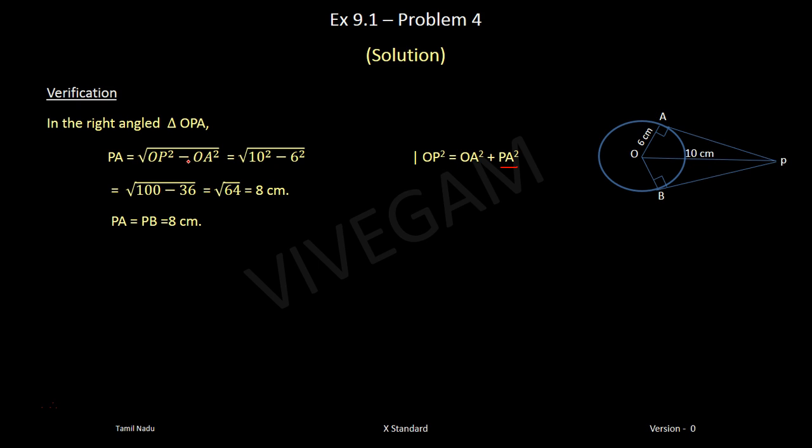And if you want PA, you'll have to take the square root. So that is what we have written here. PA is the square root of OP square minus OA square. What is OP? 10 centimeters. OA, 6 centimeters. You got the measurements here, right? So substitute that. So this is 100 minus 36, that is 64. Root of 64 is 8 centimeters. And that's what we got by measuring the tangents also.